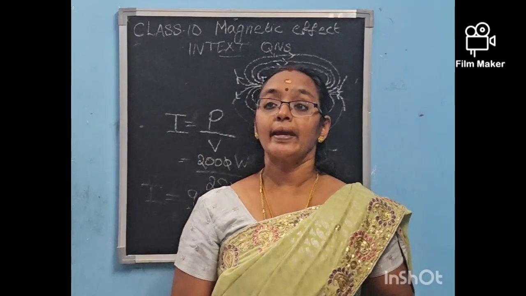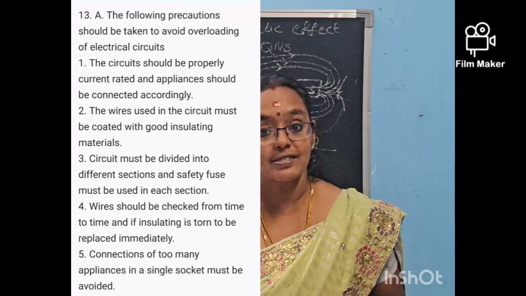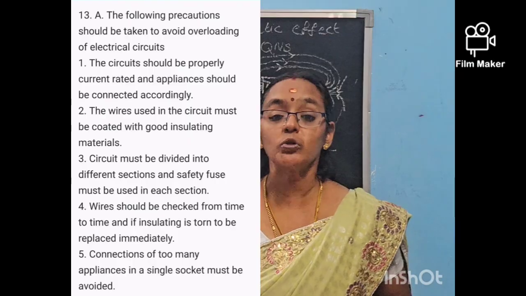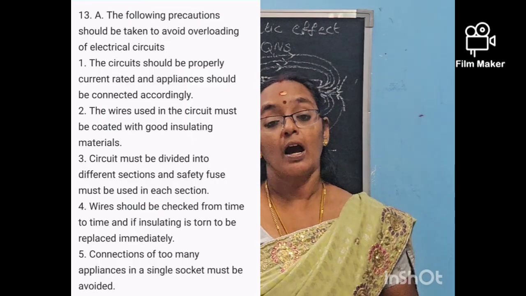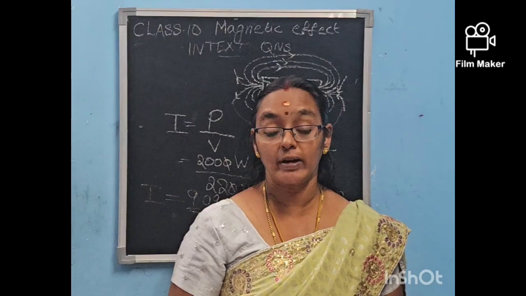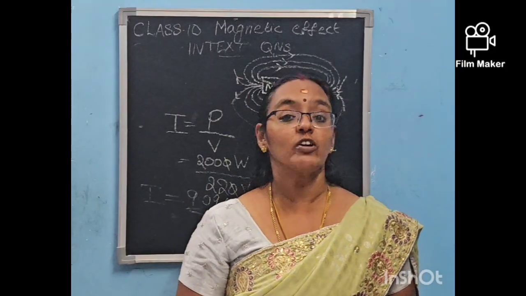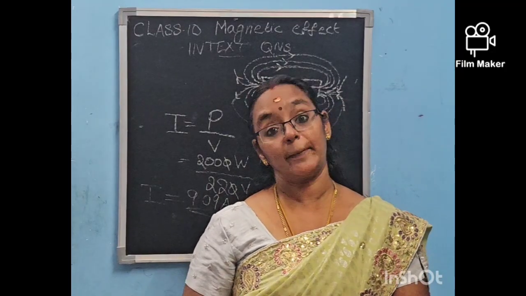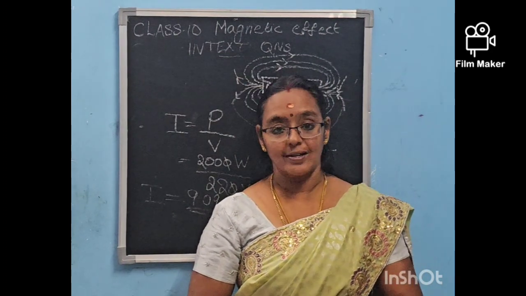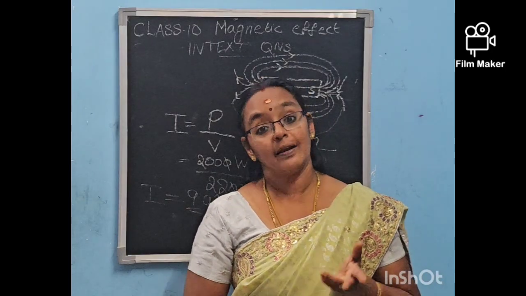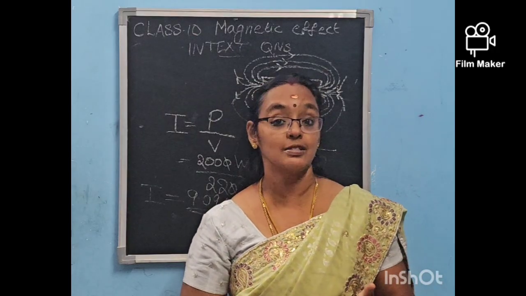And the electric circuit has to be divided into various sections, and in each section a fuse wire should be connected. The fuse wire will help to safeguard the appliance from getting damaged. Connections of too many appliances should not be given in a single socket. If too many connections are given in a single socket, overloading may result. All these measures can be taken to avoid overloading. These questions may come directly for the board exams, or will be helpful for understanding the concept very well.